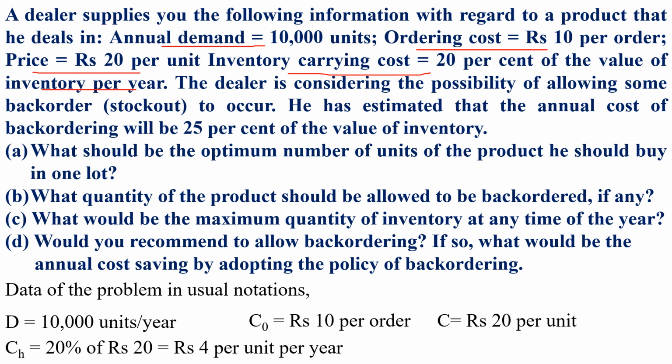So CH equals R into C. Here R equals 20%, which means 0.2, into capital C, which is 20. 0.2 into 20, CH becomes 4 rupees per unit per year. Next, it is given the annual cost of back ordering. So it is the shortage cost, that is CS, 25% of the value of the inventory, which is R into C. R equals 0.25 here, and capital C is 20. So 0.25 into 20 becomes 5 rupees per unit per year.